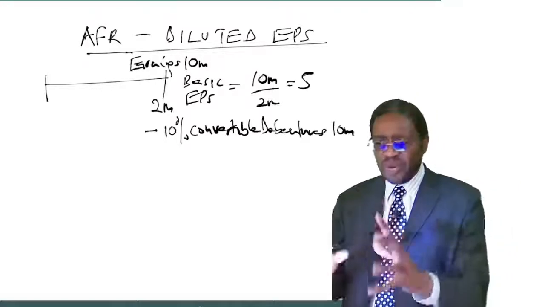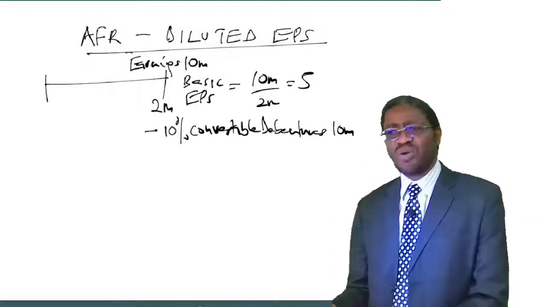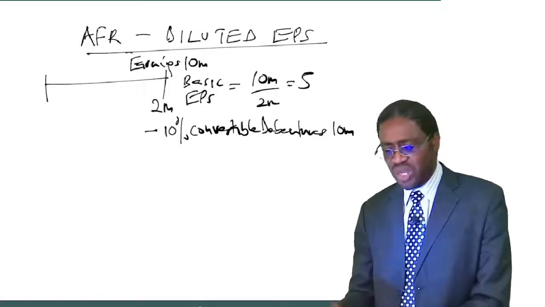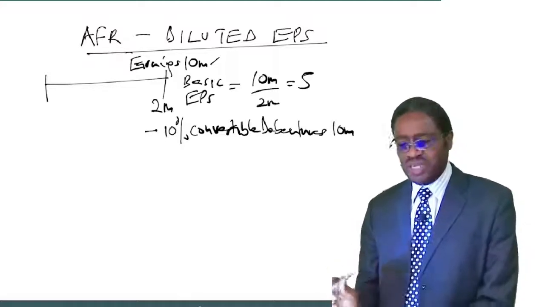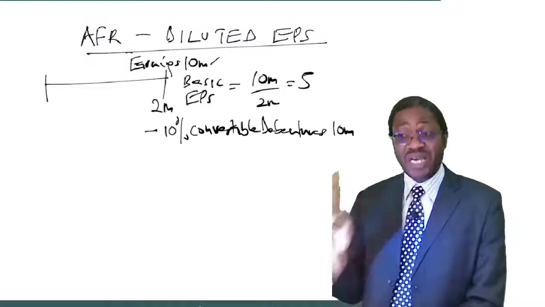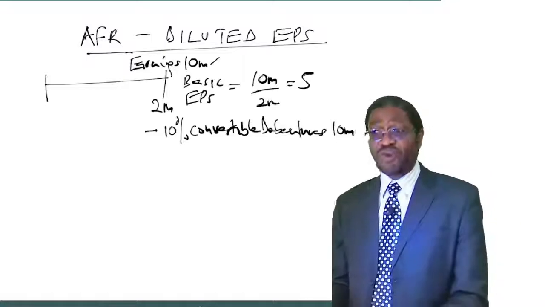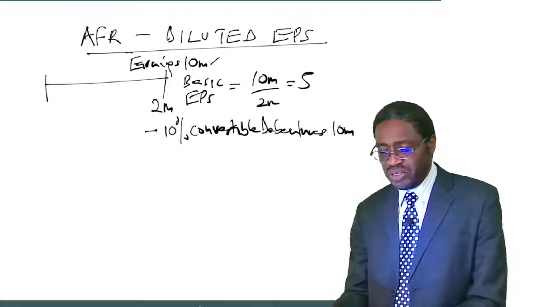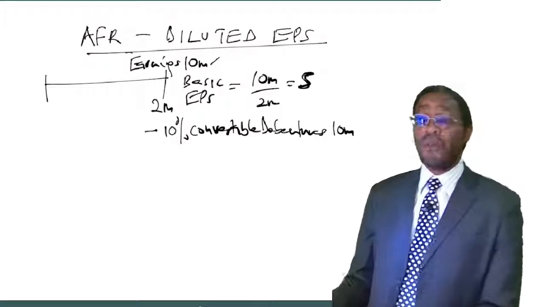Okay? So for purpose of illustration, let me assume that your company, by end of this year, had earnings attributable to ordinary shareholders worth 10 million. By the end of the year, they had 2 million shares in the company. So it means the basic earnings per share of your company is 10 million divided by 2 million, that is 5 shillings. That is your basic earnings per share.